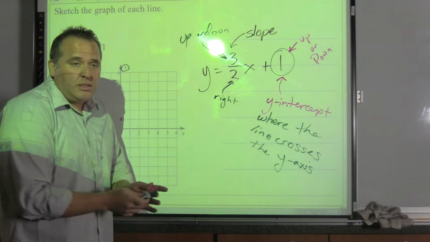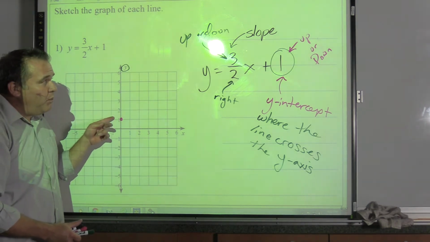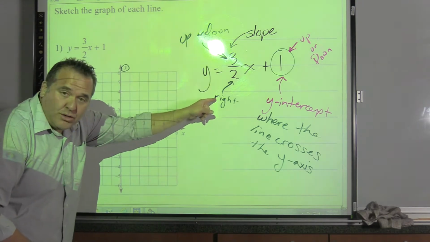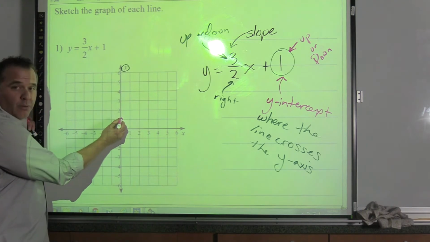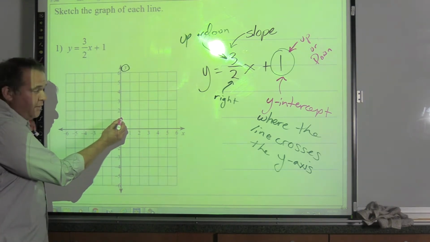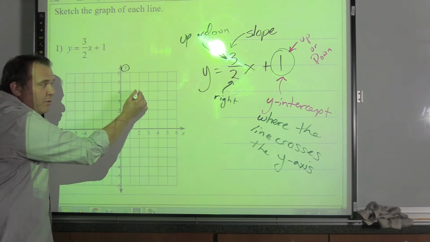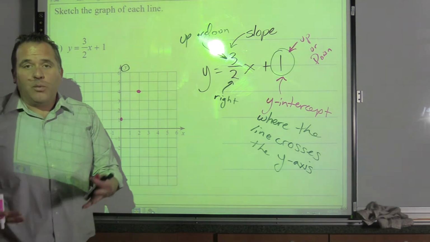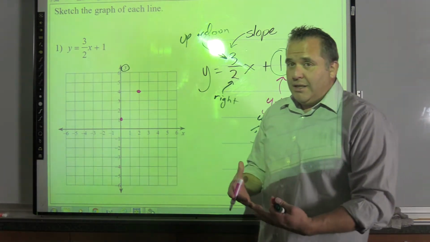From our point, our y-intercept, we are going to go up 3 and to the right 2. So look what we do. We start at our point right here. We go up 3: 1, 2, 3. And then we go to the right 2: 1, 2. And we put our point. Now you see we have those 2 points there. With those 2 points, if we connect them, we will have created our line.